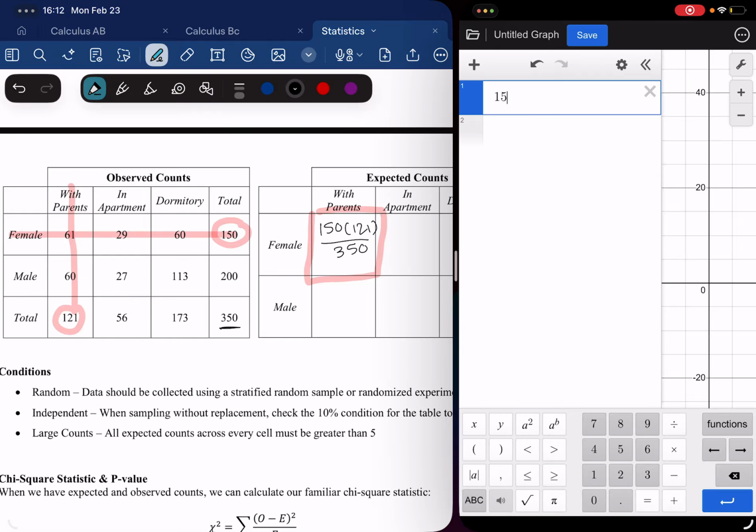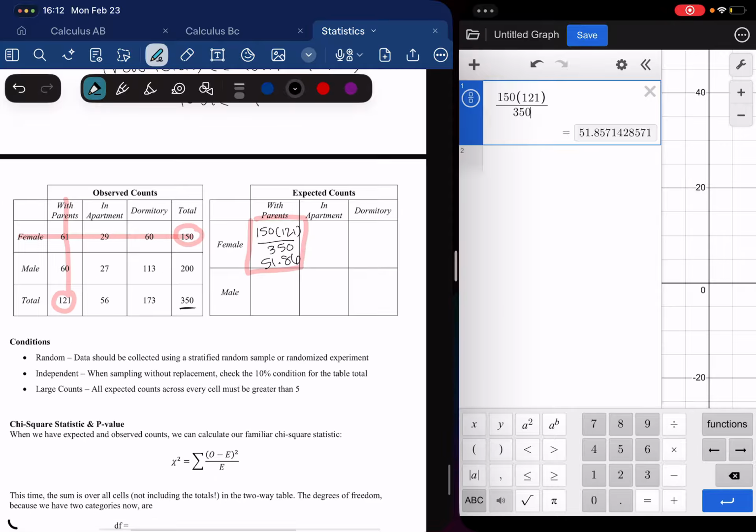I can put that in my calculator, and I get 51.86. Okay, and I'm color coding so you can see where those numbers are coming from. So let's go ahead and look at the next example, males who live in the dorm. Here's the row total for males, and here's the column total for those who live in the dorm. So that would be 200 times 173, all divided by 350. And if you were to put that in Desmos, you would get 98.86.